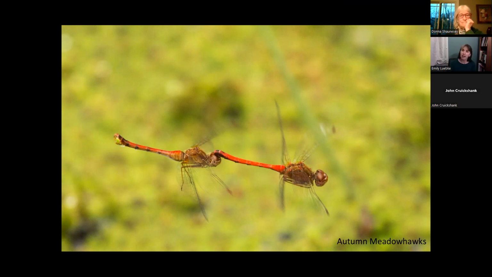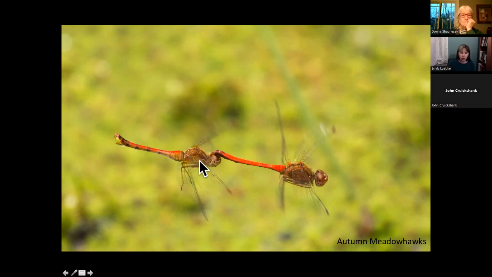Given the name, you guess that you might see these in the fall. Again, the male is in the lead. He's clasping the female on her head. And sometimes they will do this and then fly to a place to perch and mate. But sometimes after they've mated, they stay in tandem, and the male is sort of protecting the female and actually protecting the eggs that she is going to lay.